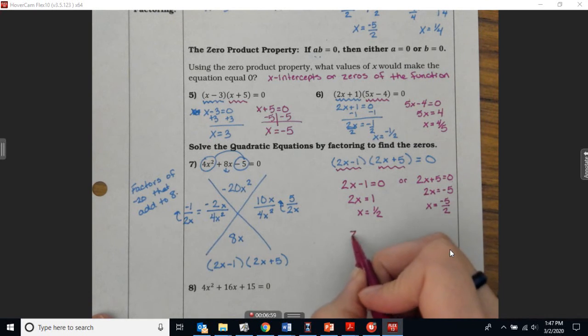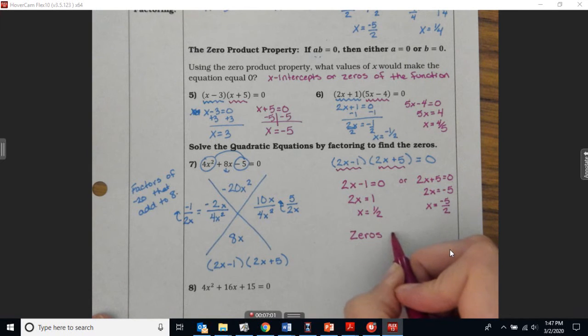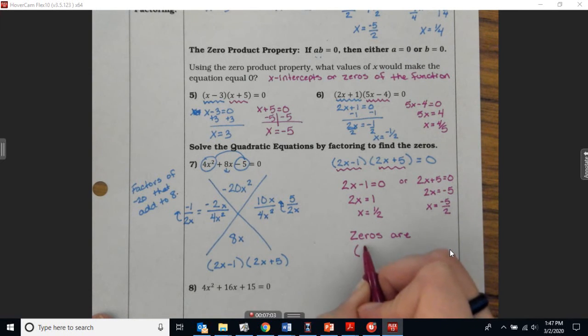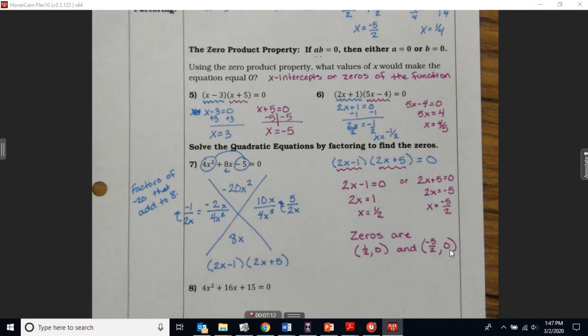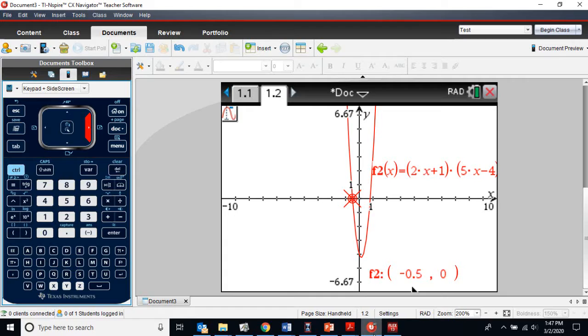So that means the zeros are 1/2, 0, and negative 5 over 2, 0. And again, we can use our calculator just to double check.